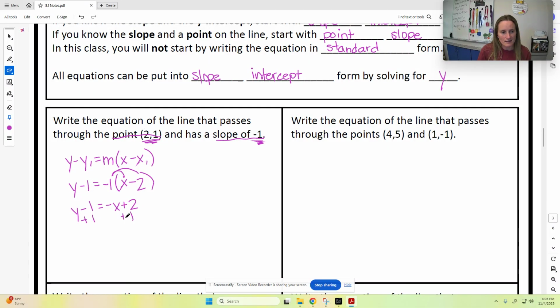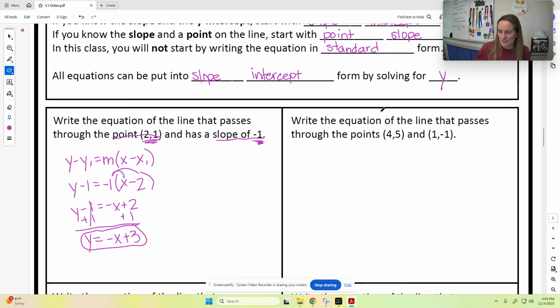And the nice thing about going from point slope to slope intercept is you always distribute first, and then you move the number that's added or subtracted from y. So there's consistency there. So y is equal to -x plus 3. That's in my slope intercept form. The line with slope of -1 crosses the y-axis at 3, and that's my final answer.